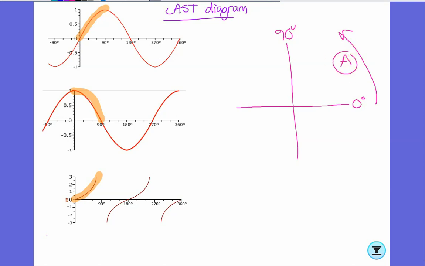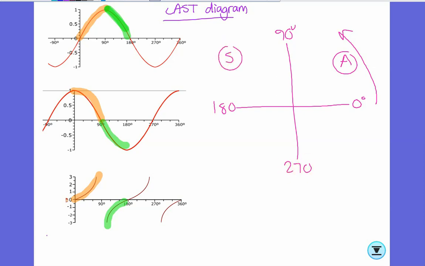If we then change to look at between 90 and 180, so here, here, and here, we notice actually only the sine curve is positive. So when we move to 180, still had the highlighter on. When we move to 180, only the sine is positive.